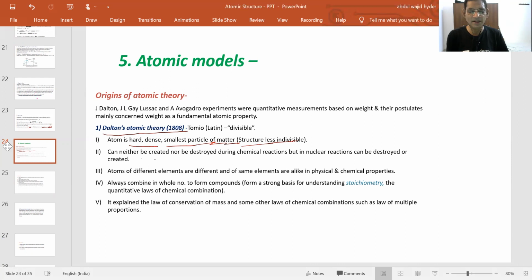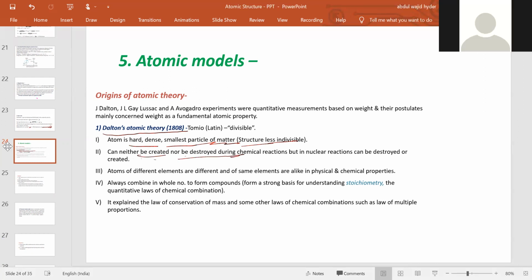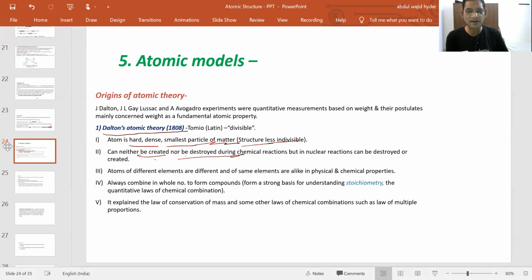Atoms can neither be created nor be destroyed during any chemical reaction, but in nuclear reactions they can be destroyed or created, as I already told you. In nuclear reactions, atoms can be destroyed or created, but in chemical reactions, atoms can neither be created nor be destroyed; they remain the same.